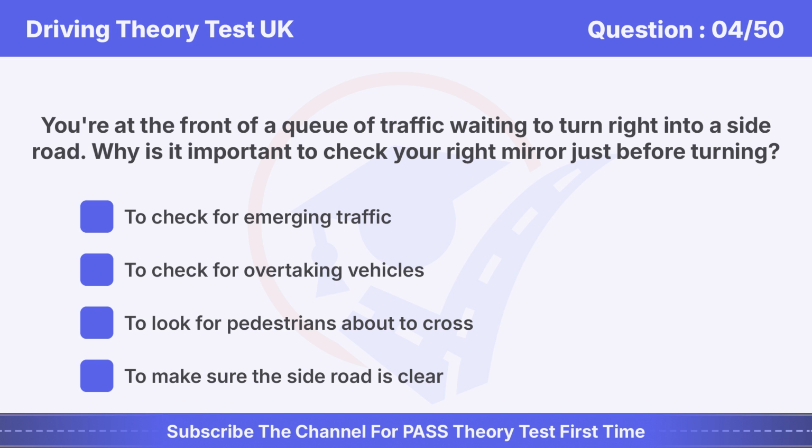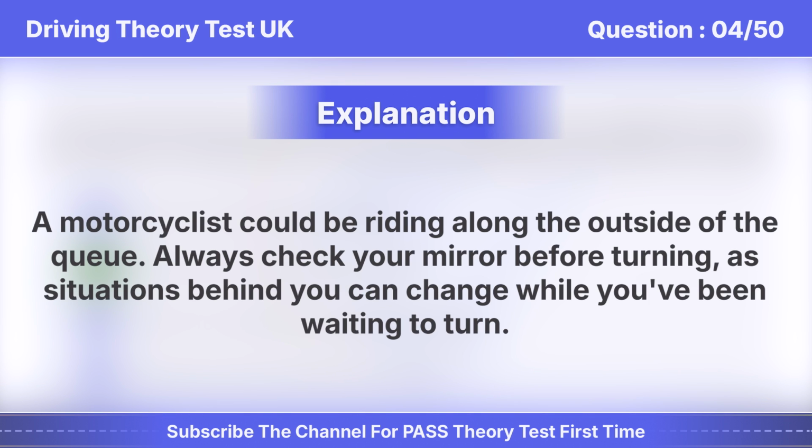Question 4. You're at the front of a queue of traffic waiting to turn right into a side road. Why is it important to check your right mirror just before turning? Answer is B. To check for overtaking vehicles. A motorcyclist could be riding along the outside of the queue. Always check your mirror before turning, as situations behind you can change while you've been waiting to turn.